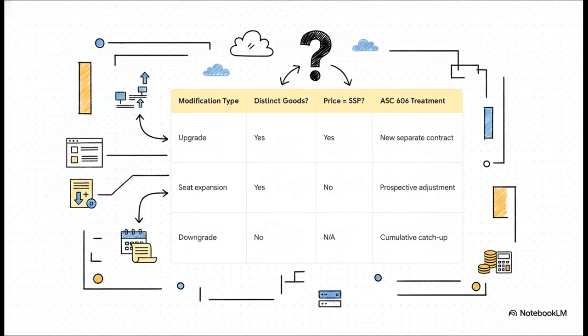Are distinct goods being added? And does the new price reflect the standalone selling price? Depending on those answers, the accounting treatment is going to fall into one of 3 distinct buckets.